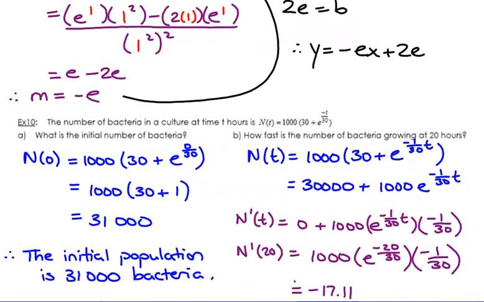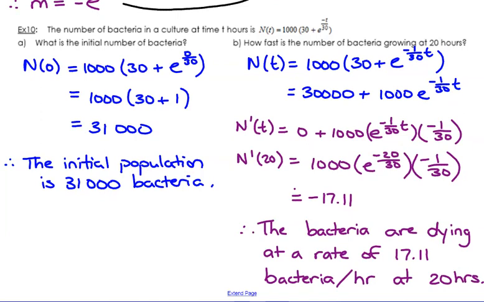And now, obviously, I'm going to hit you with a word problem. Example number 10, the number of bacteria in a culture at time t hours is given by a certain function. What is the initial number of bacteria? So we've done these questions before. Initial number means I'm going to sub in 0 for my t. And I'm going to use the original formula. Okay, and I get 31,000 bacteria.